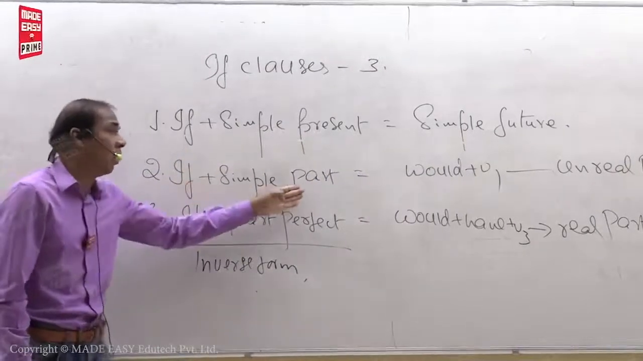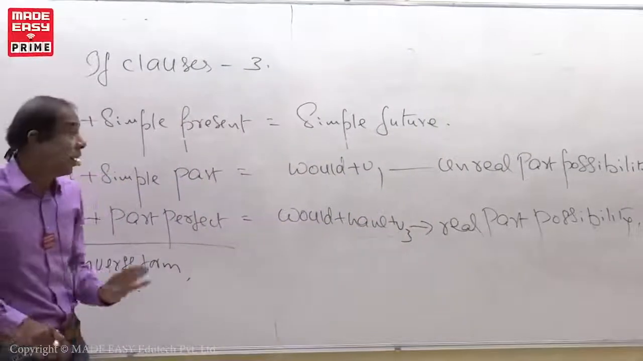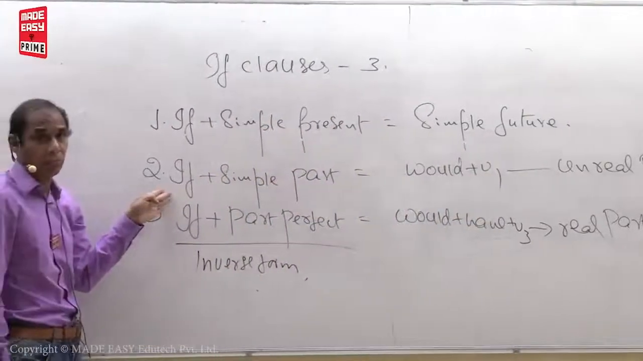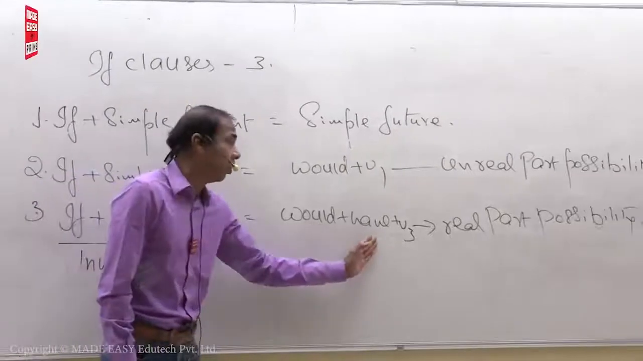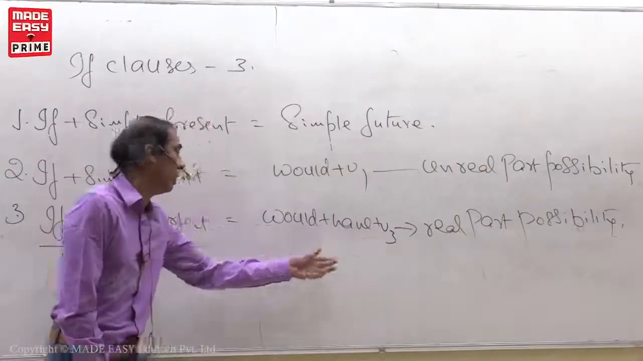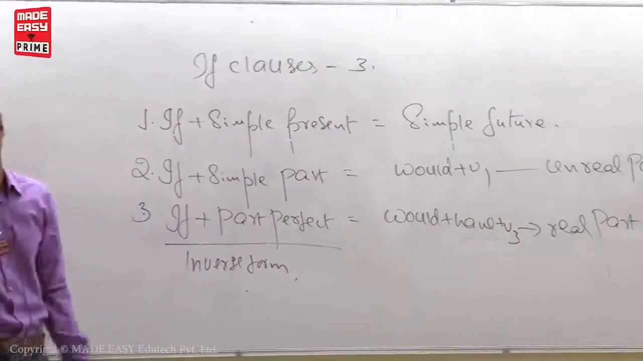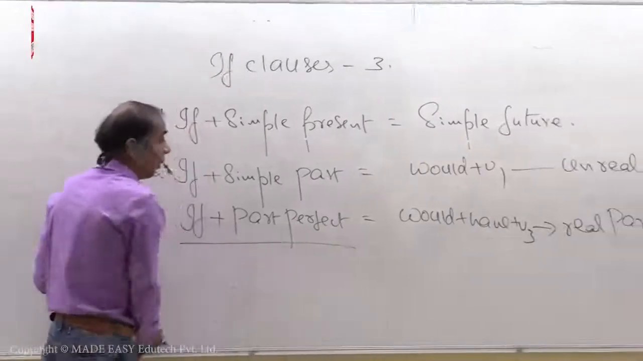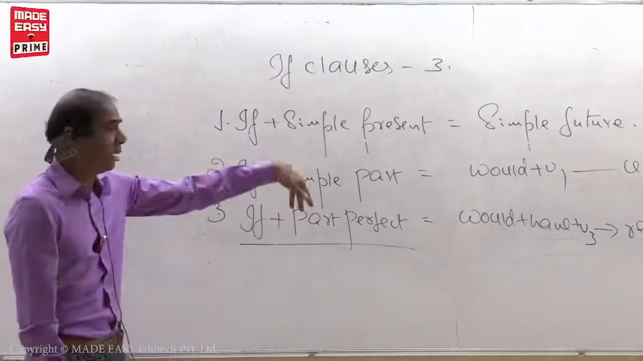Similarly, when if is in the form of simple past, the second sentence must be would plus V1. It means when the second sentence is in the form of would plus V1, if must be simple past. Similarly, when if is in the form of past perfect, the second sentence must be would plus have plus V3. It means when the second sentence is would plus have plus V3, if must be past perfect. That's all. Okay, very easy. Now, I'm sure you can acquire marks in the exams by completing the sentence with the support of this formula.